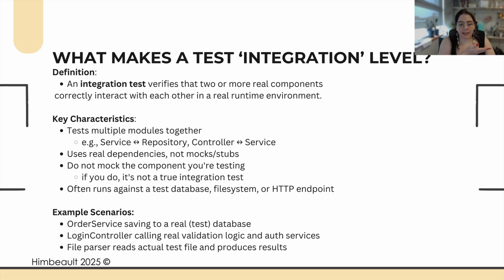So perhaps we're testing our order service saving to a real database, right? Again, we want to save to a real database, but it can just be its own copy of it, like a test version. A login controller calling real validation logic and authorization services. So actually making sure that we are getting real logic flowing through. We're testing that we actually get the validators running and they're testing what we're expecting. Or a file parser that would read an actual file and produce results. So maybe we have some kind of file parser and we pass in some test files and then we know what we're expecting to have come out of it.